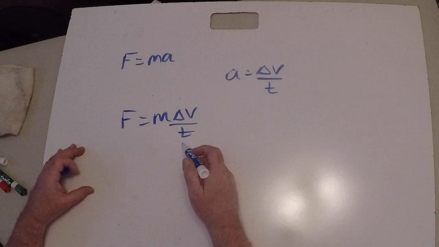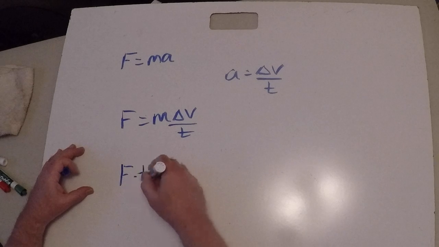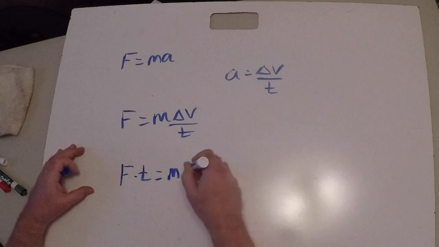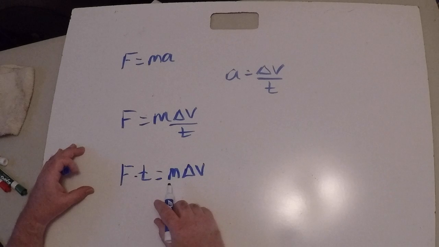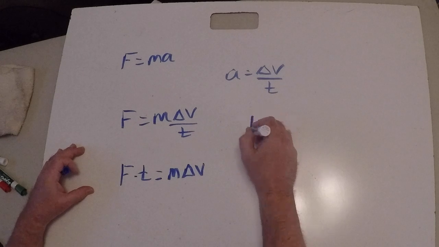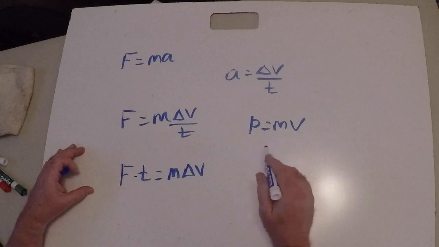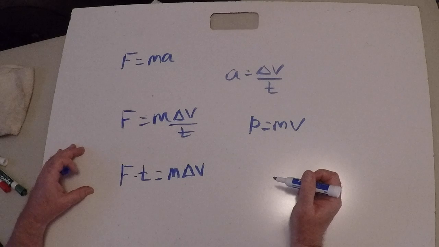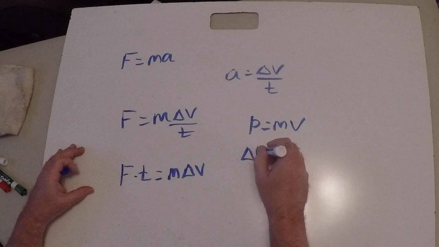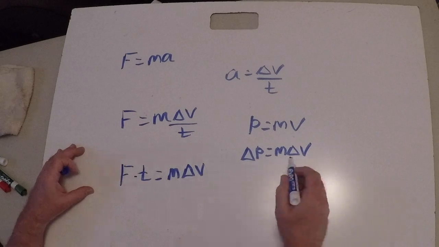To simplify this now, if I multiply both sides of this equation by t, I get force times time is equal to m times delta v. So m times delta v, we would recognize as being the change in momentum, since we know that momentum is equal to mass times velocity. And when an object changes its momentum, it generally doesn't change its mass, it changes its velocity. So we could say that the change in momentum would be equal to the mass times the change in velocity for the object, and that's what we have right here.